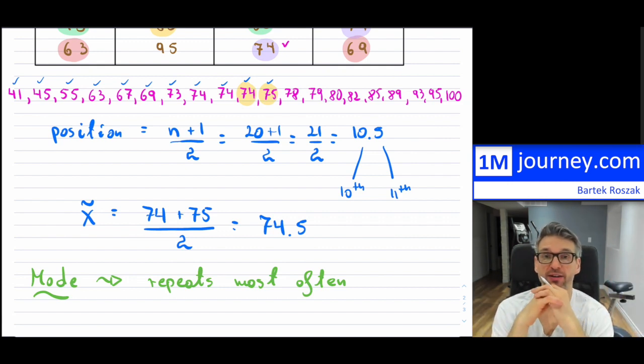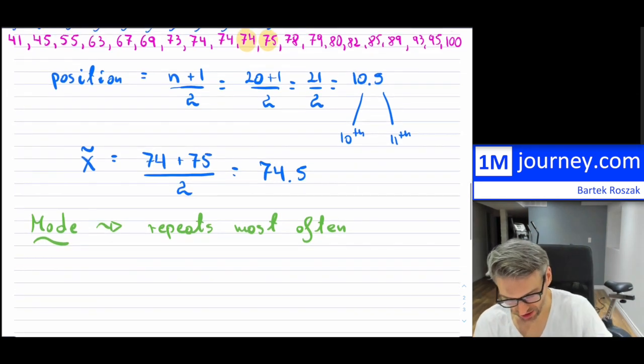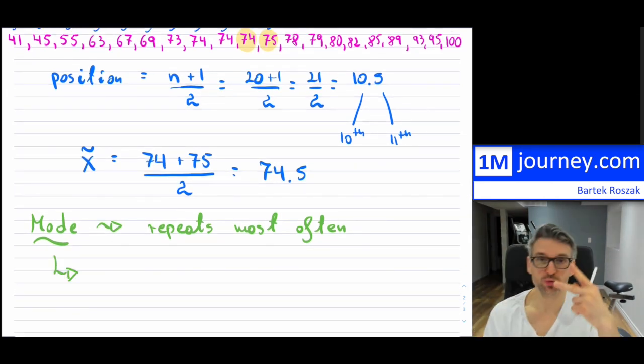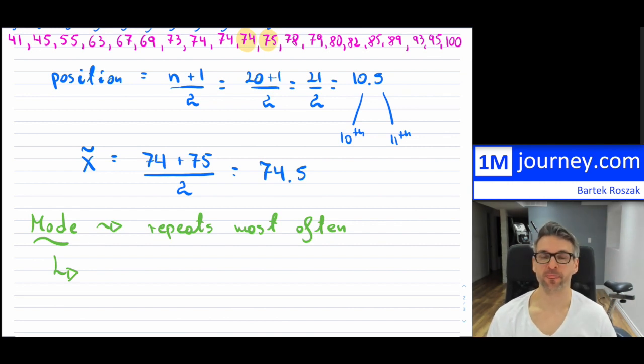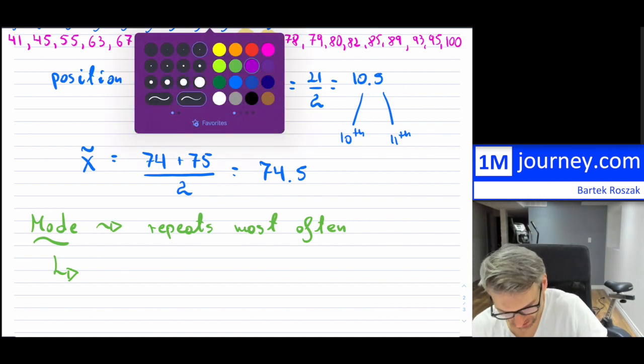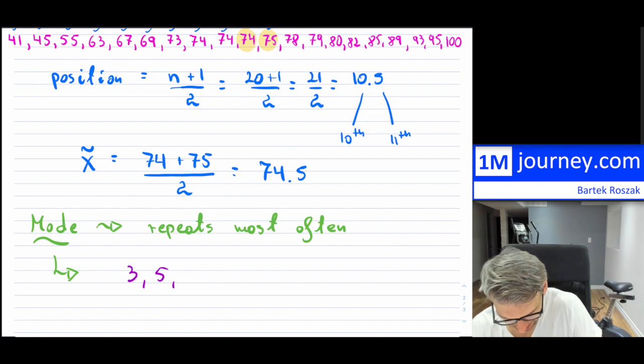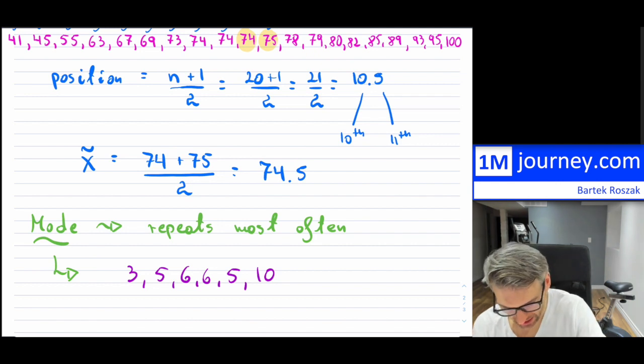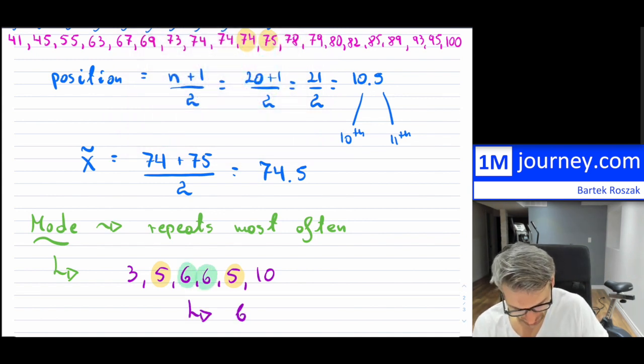Again, you might find that two data points are repeating exactly the same amount. There are different names for this. Let me give you an example. If you had 3, 5, 6, 6, 5, and 10, notice that the ones that repeat the most are 5, which repeats 2 times, and 6, which repeats 2 times. This would be called bimodal, since bi means 2.